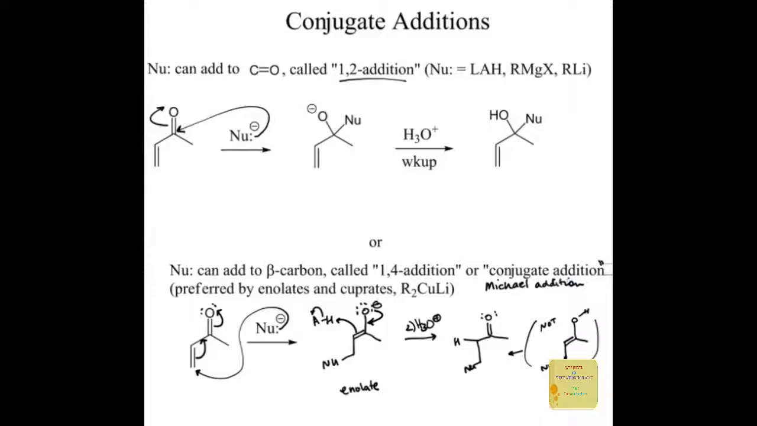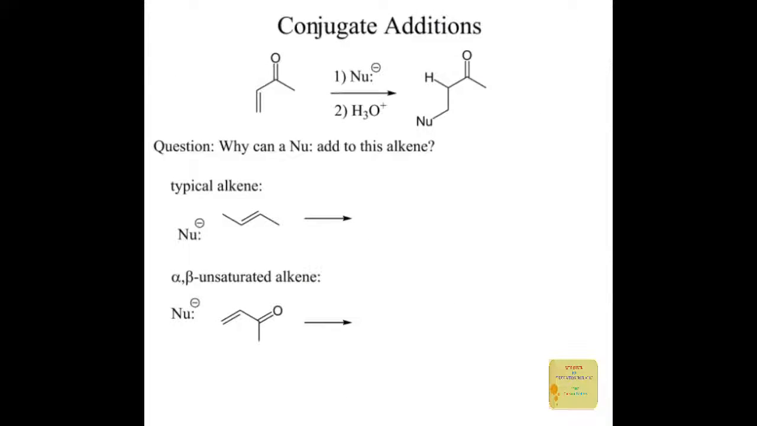And because all other nucleophiles other than hydride and Grignard prefer this 1,4 addition, that's what we're going to be spending some time on. What nucleophiles? Things like enolates, and also an organometallic reagent known as an organocuprate. So before we get into either of those examples, though, let's take a look at why it's okay for a nucleophile to add to this alkene. We've never seen a nucleophile add to an alkene before.